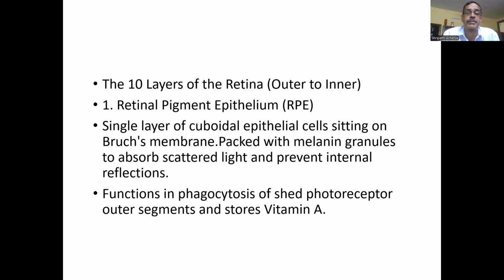1. Retinal pigment epithelium. Single layer of cuboidal epithelial cells sitting on Bruch's membrane, packed with melanin granules that absorb scattered light and prevent internal reflections. Functions in phagocytosis of shed photoreceptor outer segments and stores vitamin A.